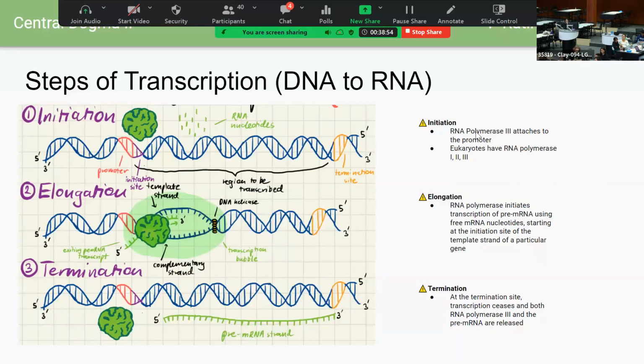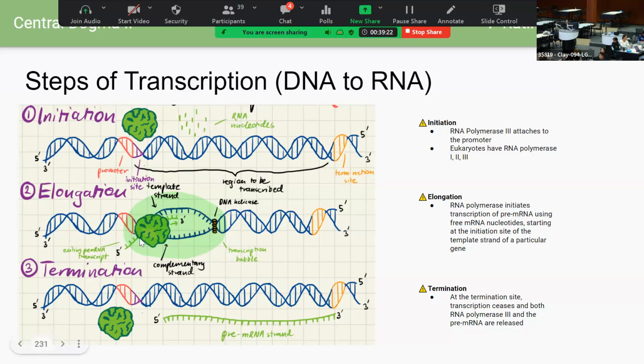Okay, so we have different steps of transcription as well. So initiation, elongation, termination. These names should guide you as to what actually happens. So you have a promoter region on the DNA here, which brings along this RNA polymerase, the big green blob here. And then we have an initiation site, which is where the transcription starts.